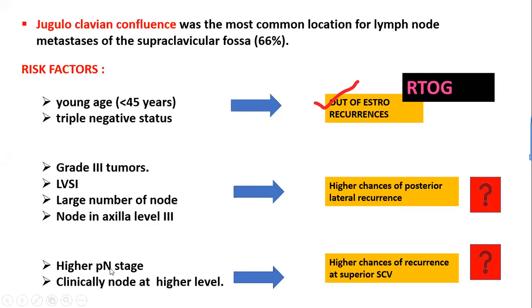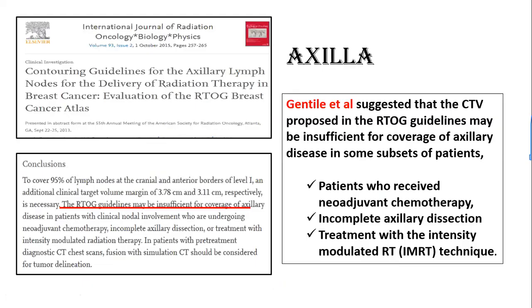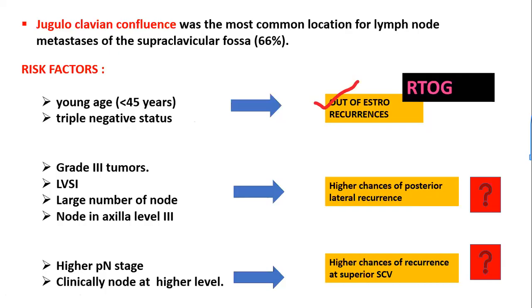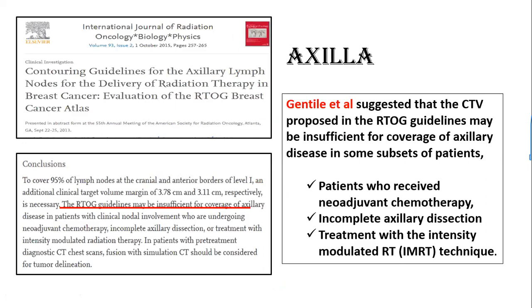And again, when we have a pathological or clinical node at the higher level in the supraclav, there are chances of recurrence superior to the supraclavicular volume. So again, in this area we don't know what to follow. So this ends the discussion of the supraclav. Now we will quickly move on to the axilla and the internal mammary nodes.